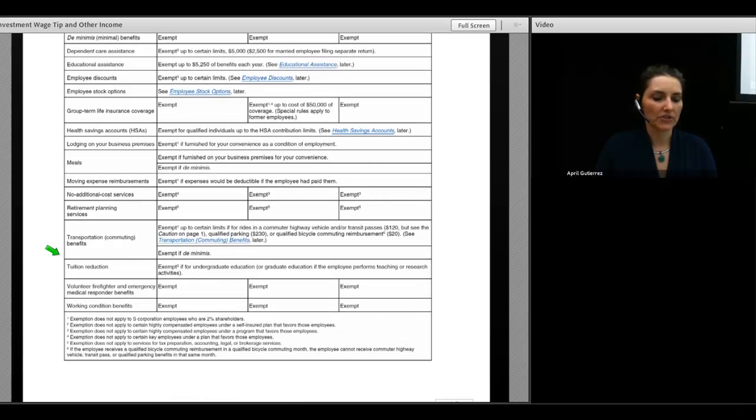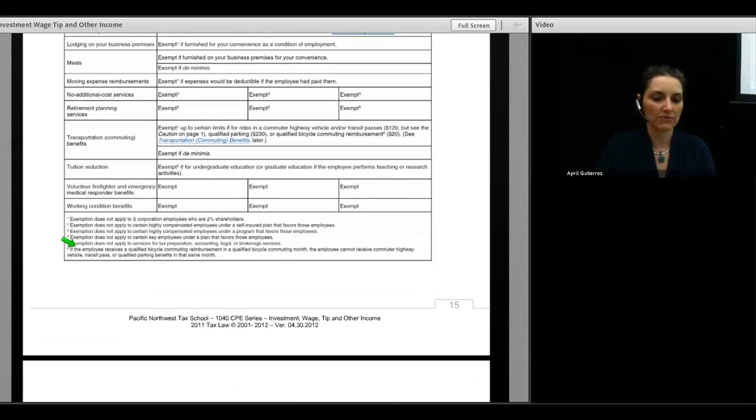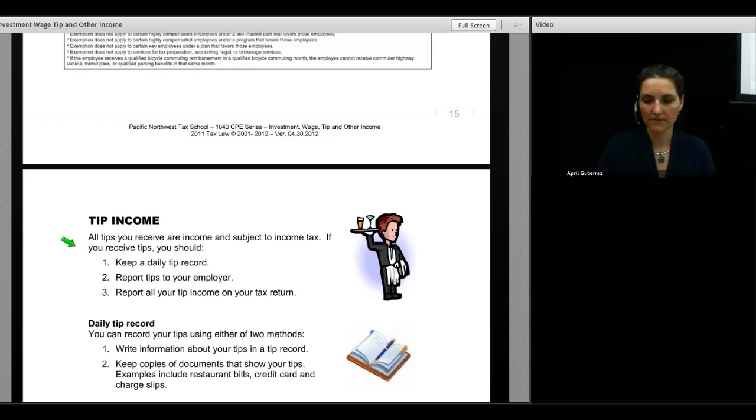There are some exceptions here to the fringe benefit rule. If the employer provides lodging on the business premises, it can be exempt to the employee if it is furnished to the employee at the convenience of the employer and as a condition of employment. So I'm not going to read through all of these. It would just take too much time, and it is a whole course all by itself, but I did want you to have the table in the manual and be able to refer to it.